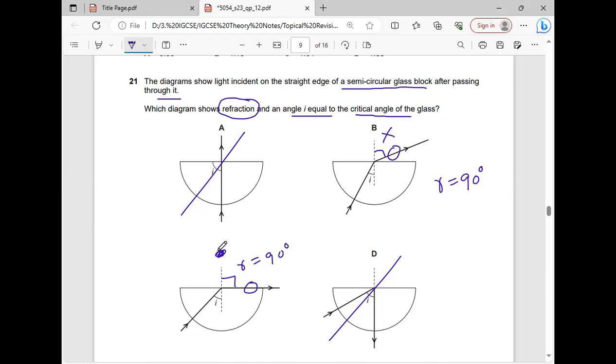So, for critical angle, you have to memorize that angle of refraction will always be equal to 90 degrees, then the angle of incidence is termed as the critical angle.